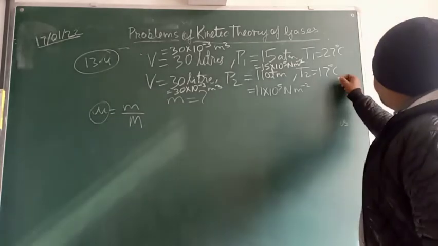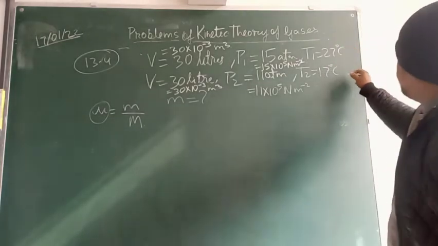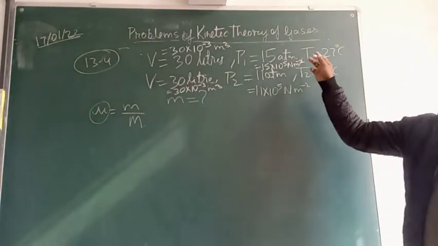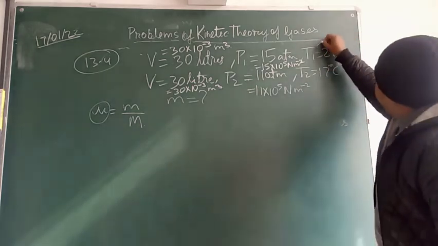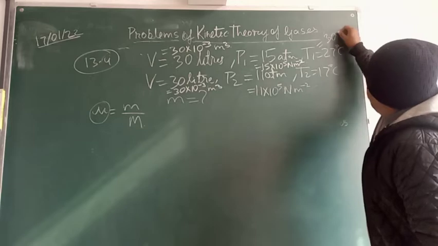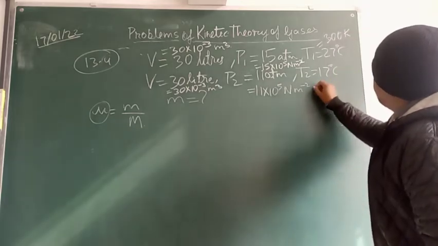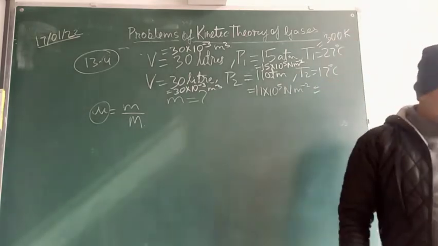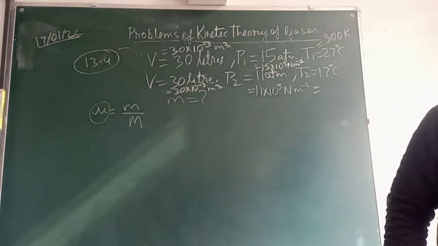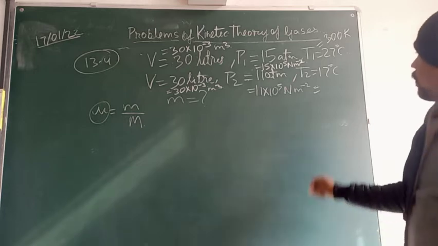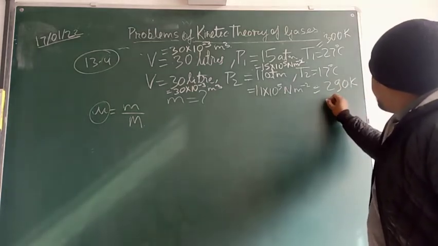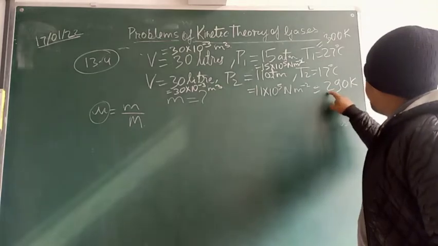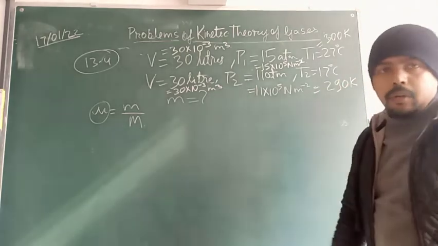And similarly the temperature will also be there. If the temperature in centigrade is given to you, then we have to just add 273 to convert it into Kelvin. So this will be 300 K and this will be 290 K. Okay, 273 plus 17, that will be equal to 290.